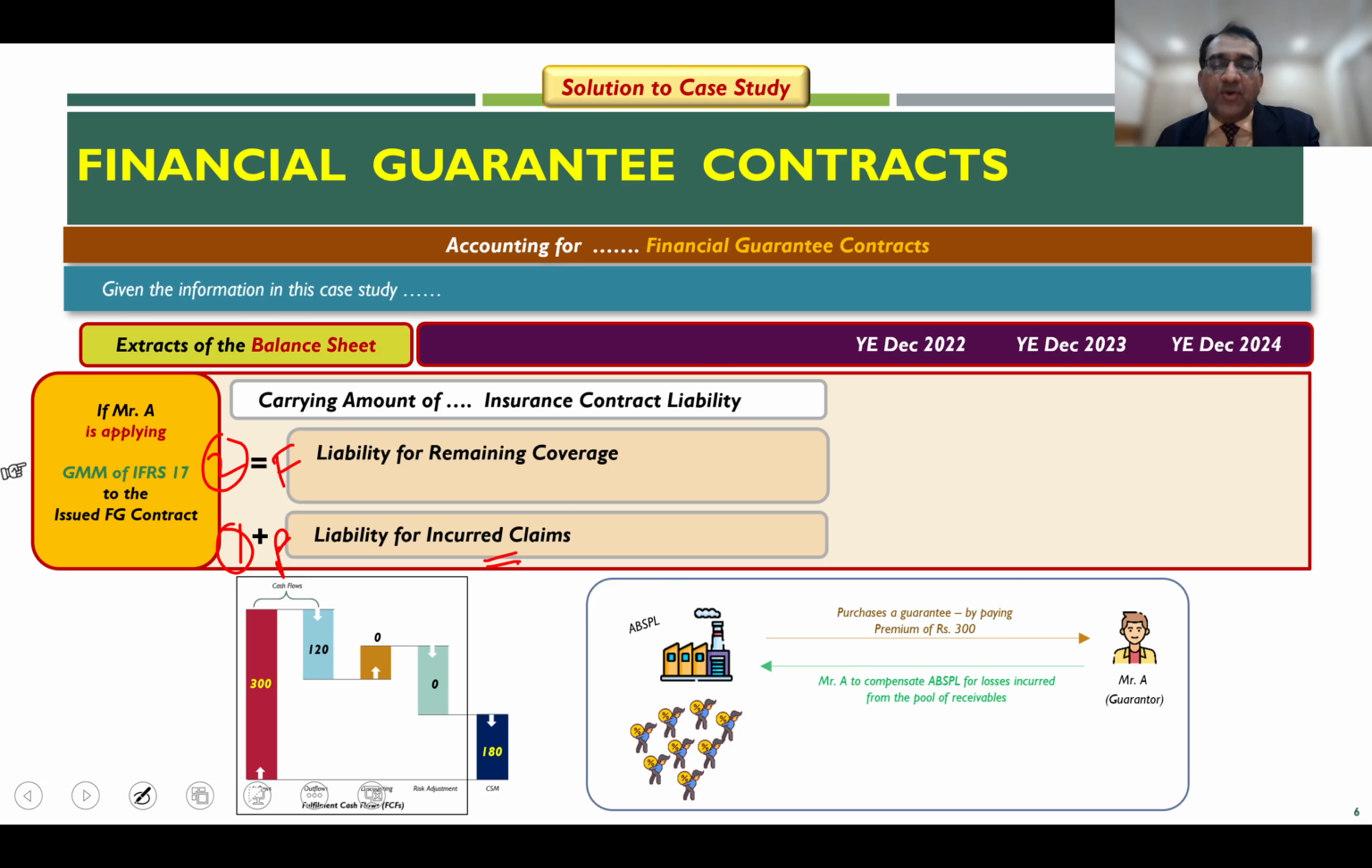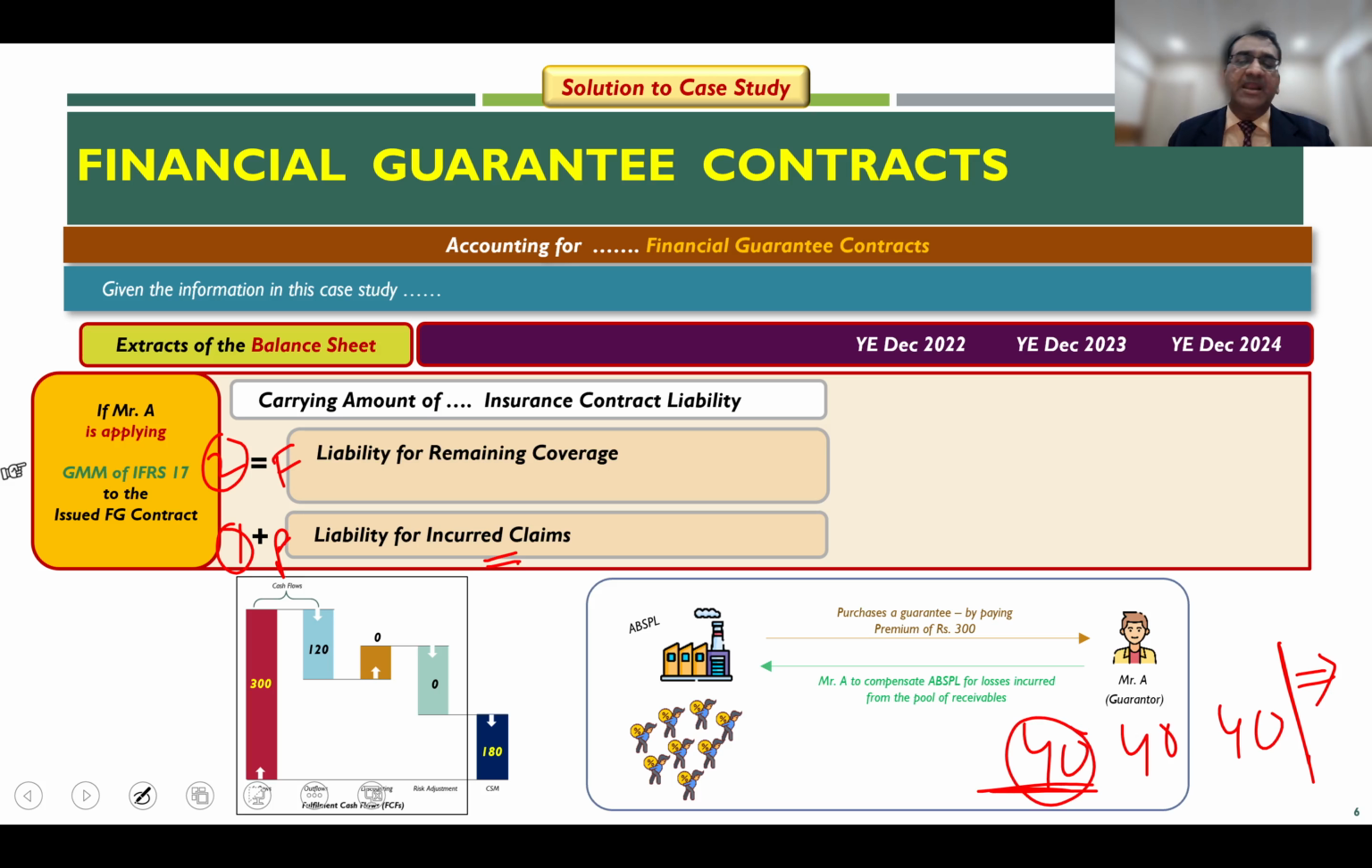Now, if you look at the fact pattern which we have, we said that the entity is expecting 40 rupees of default in each of the years. Right? And the case study also says that all the amount which is payable is paid after the third year, at the end of January 2025. That means for the prior periods, whatever liability is incurred is still unpaid. Right? So what is the liability for incurred claim for each of the periods?